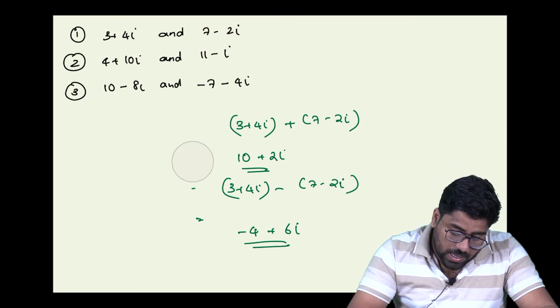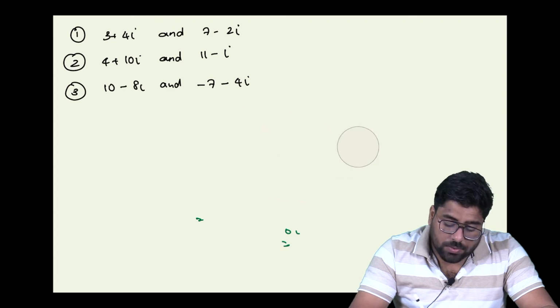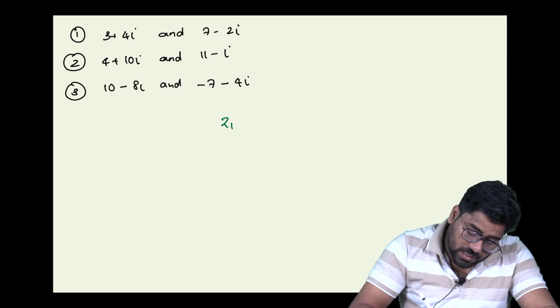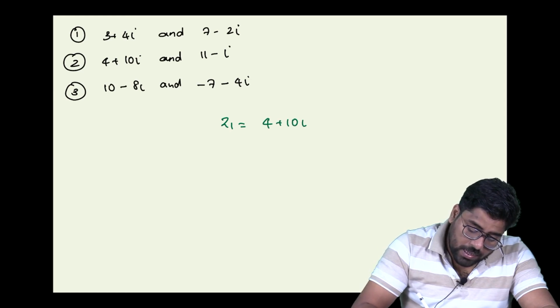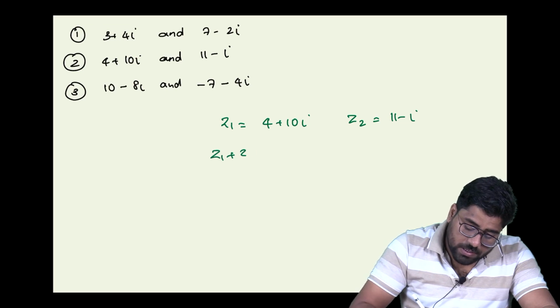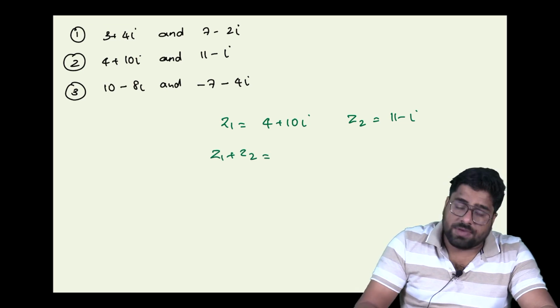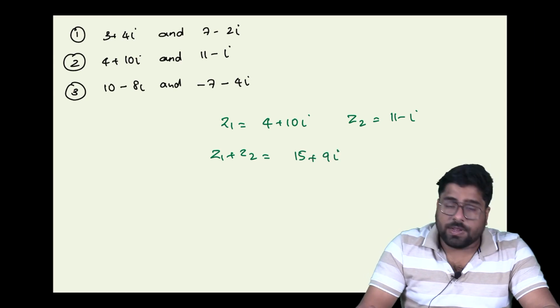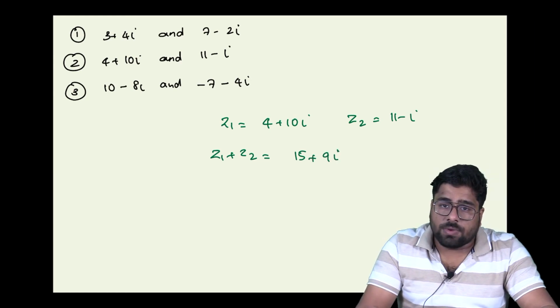Let us look for the answer for the second question. For the second question, it goes something like this. My Z1 is equal to 4 plus 10i. My Z2 is equal to 11 minus i. I'll take Z1 plus Z2. That is equal to 4 plus 11 is 15, and 10 minus 1 is 9. So my answer is 15 plus 9i.